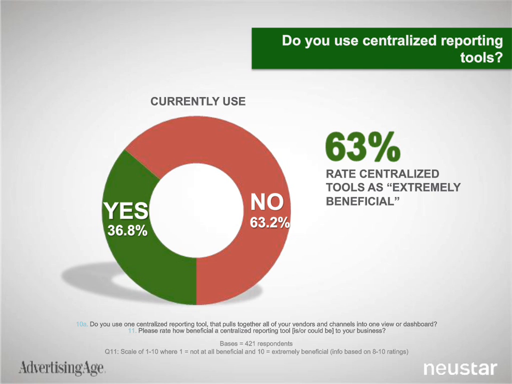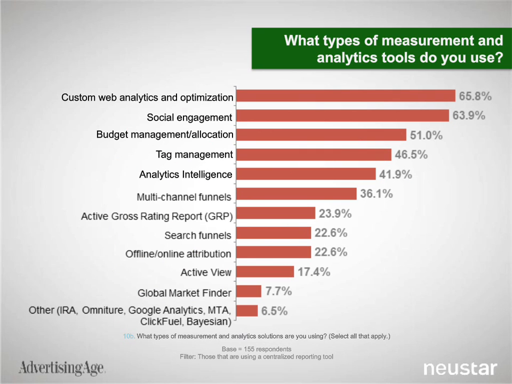Now, what types of measurement and analytics tools do those respondents use? If we look at the first three, the top one, at 65.8%, is custom web analytics and optimization tools. Next is social engagement at 63.9%. And then you'll see budget management allocation at 51% and tag management at 46.5%. And what I find interesting in the results here is that people are using measurement and analytics tools, but they're being used for different things.